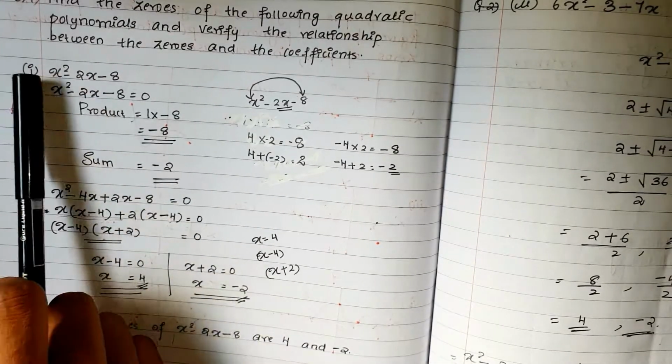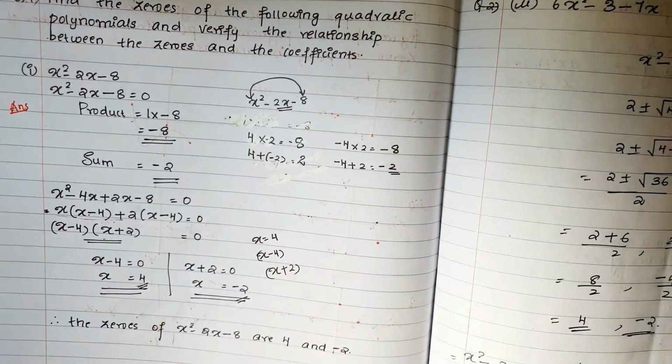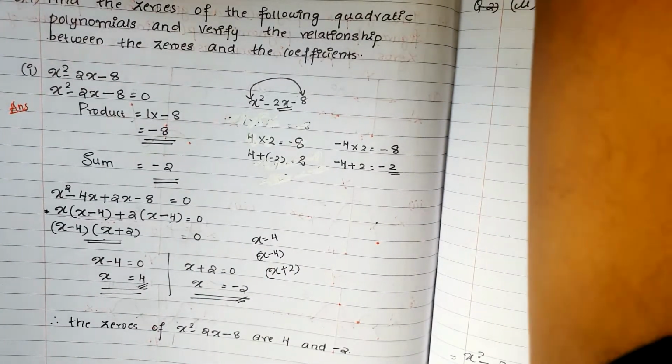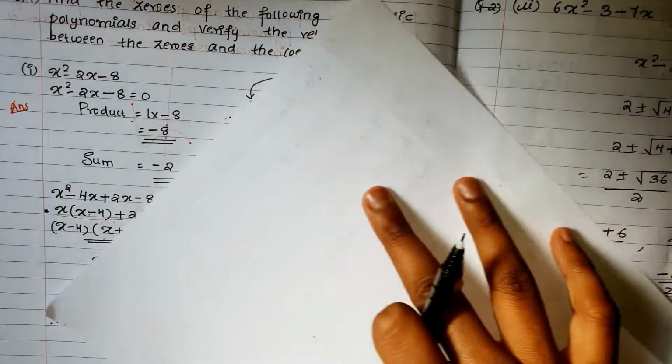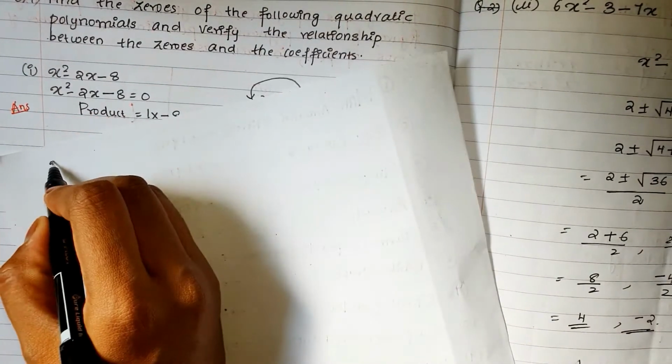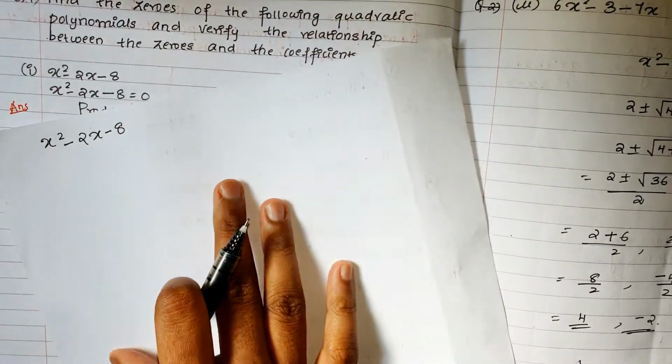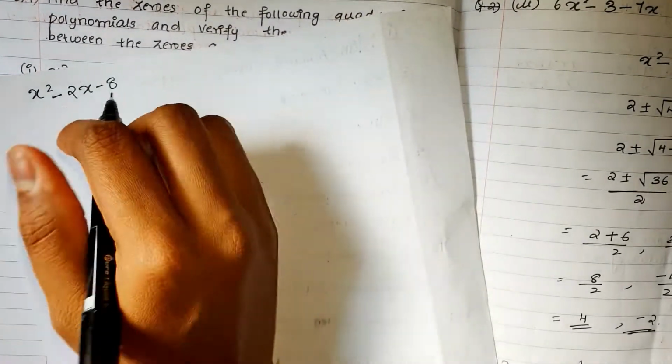This is question number 1 of exercise 2.1. Here we used the middle term splitting method. Let's find the value of x by this method. So what is the question? x square minus 2x minus 8. This is the question. Okay.